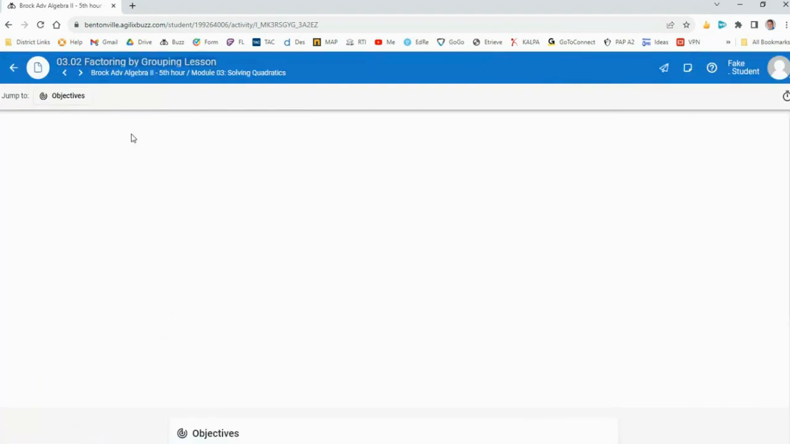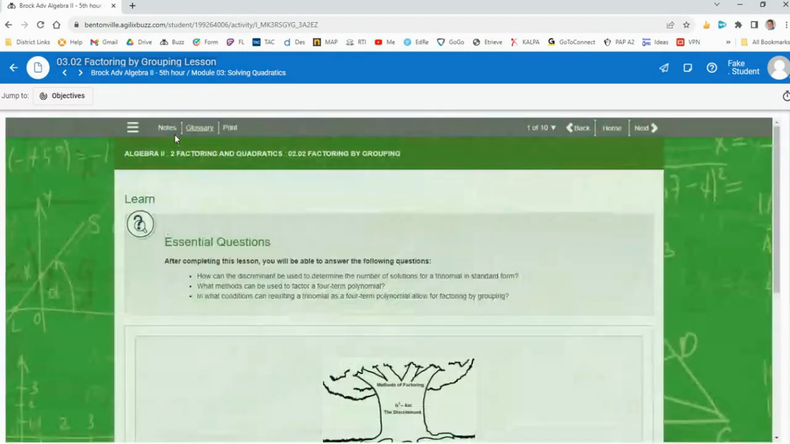The A and the E are on separate lines. 3.02, factoring by grouping. We're gonna look at that, and then we're gonna be done. This is taking a lot of time today. I understand. We ran into one of those days.